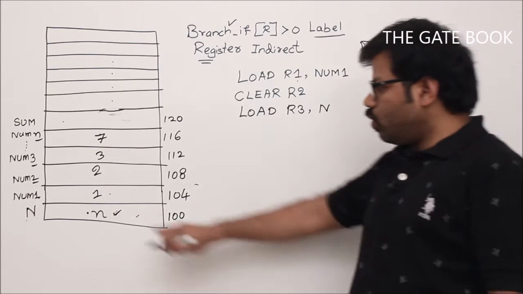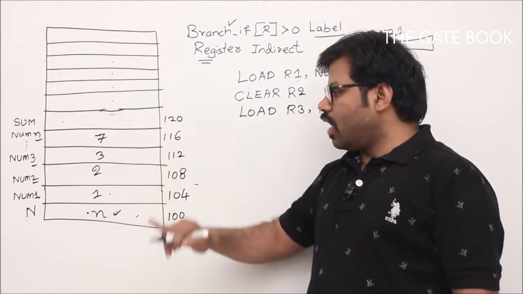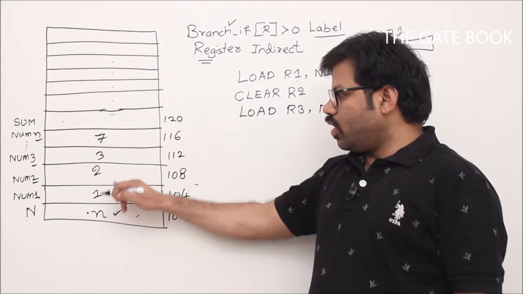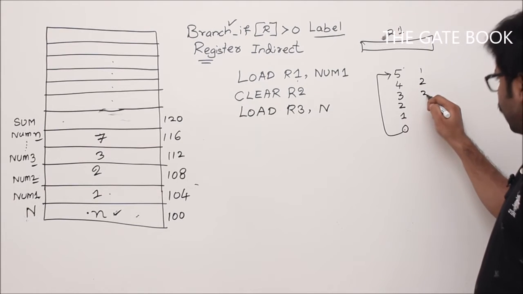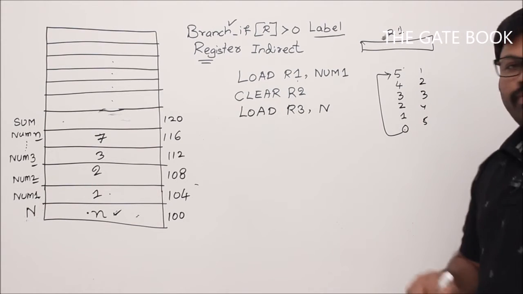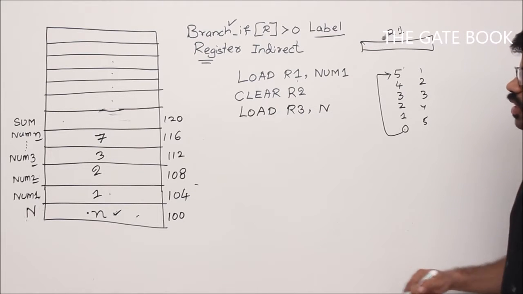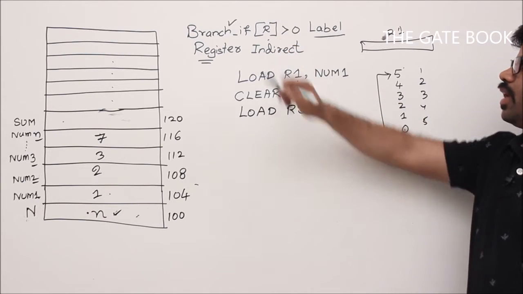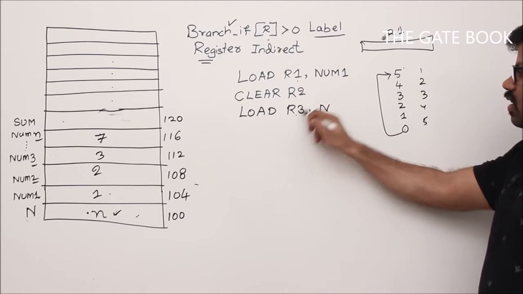We know one thing, we have to add, for example, there are 5 numbers, here I am only showing 4. Assume that let's say there are 5 numbers, 1, 2, 3, 4, 5. Then we have to add 1, then 2, then 3, then 4, then 5. So only 5 times we have to execute some code, correct? For that we are going to use the conditional branch if R, and that R is nothing but now this R3.